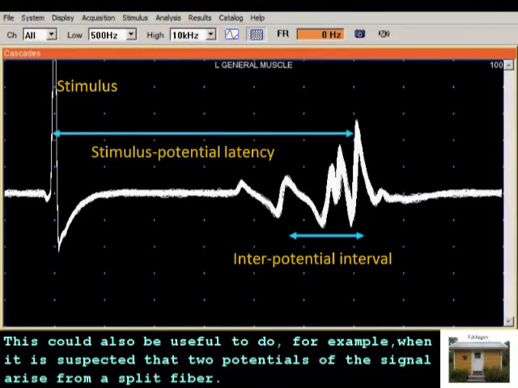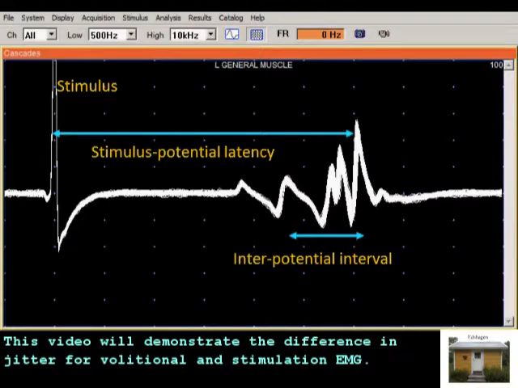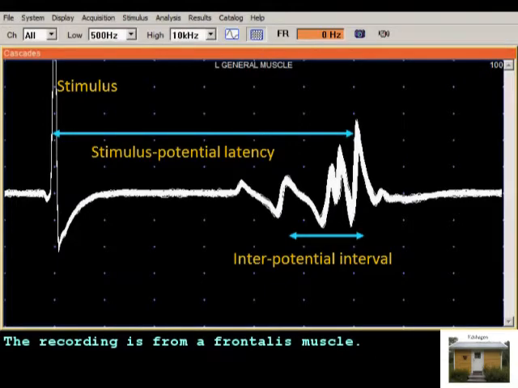This could also be useful to do, for example, when it's suspected that two potentials in a signal arise from a split fiber. This video will demonstrate the difference in jitter for volitional and stimulation EMG. The recording is from a frontalis muscle.